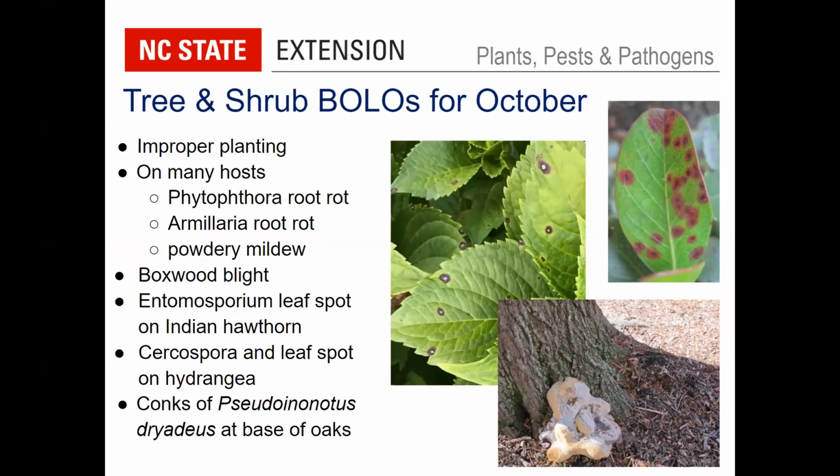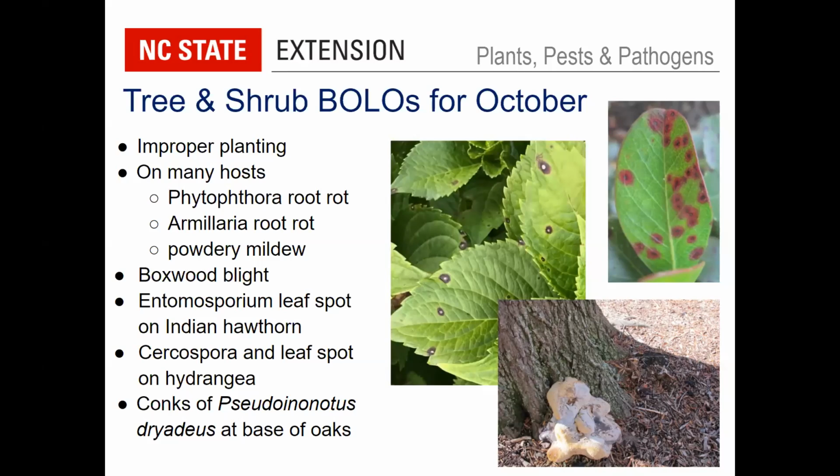So always consider that as a possibility when someone is contacting you about a problem with a tree or a shrub. On many hosts, we can see the symptoms of Phytophthora root rot and Armillaria root rot really any time of year in terms of general decline, wilting, browning, dieback, and so forth. And this is our high season for powdery mildew on many different kinds of plants, such as oaks, for example, you'll see quite a bit on.